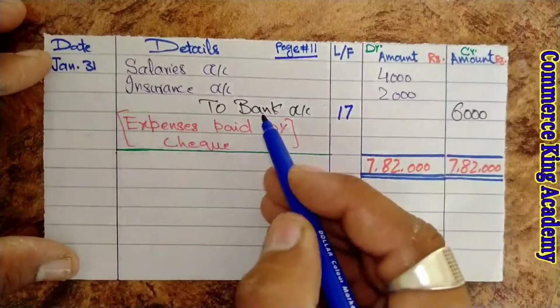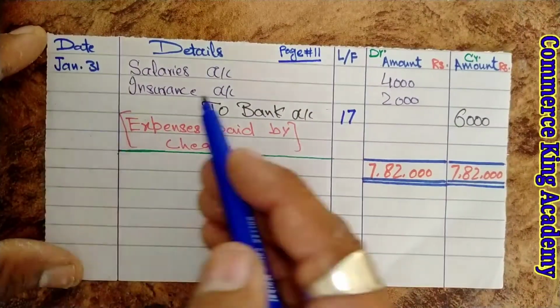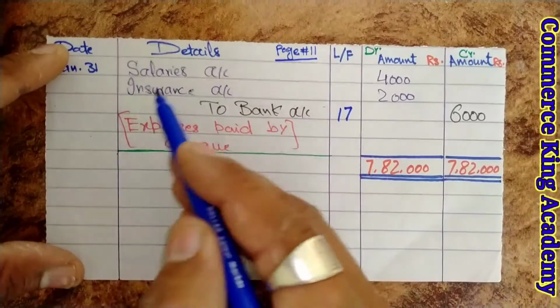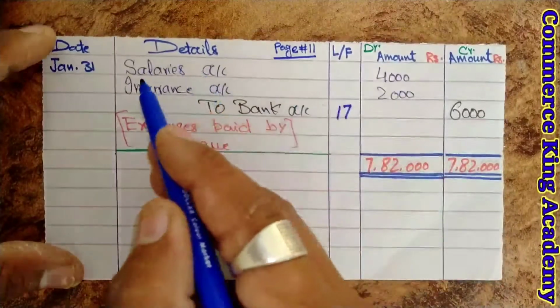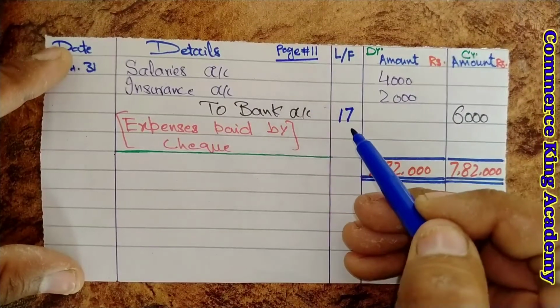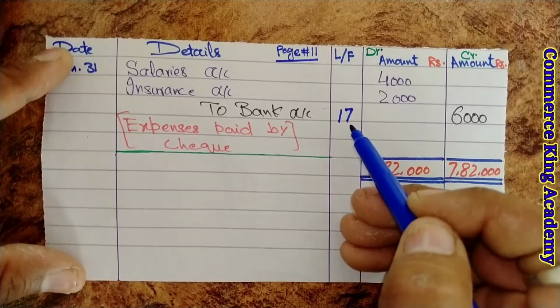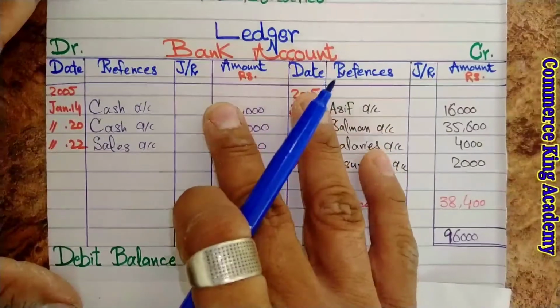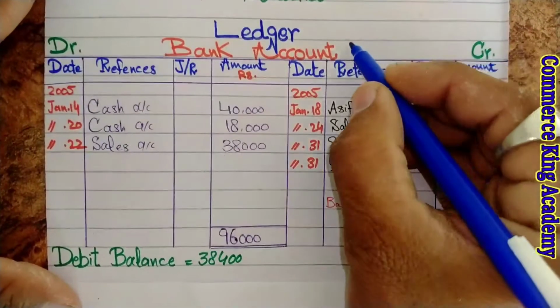And we have the last entry of bank account on Jan 31st, where bank account is credited by salaries and insurance account, because this is a compound entry. So we have page number 11 and ledger folio number 17, same as the earlier ledger folio number of bank account. This is the format of the ledger bank account with ledger folio number 17.